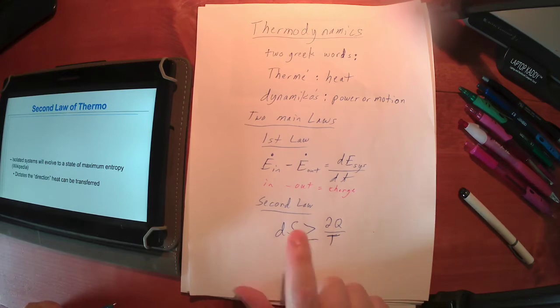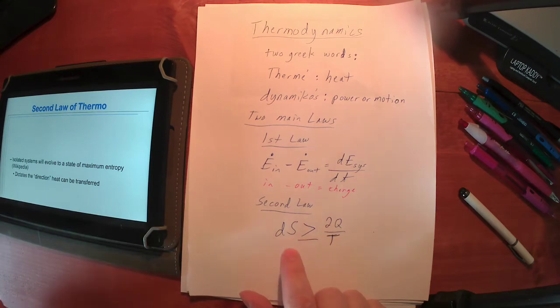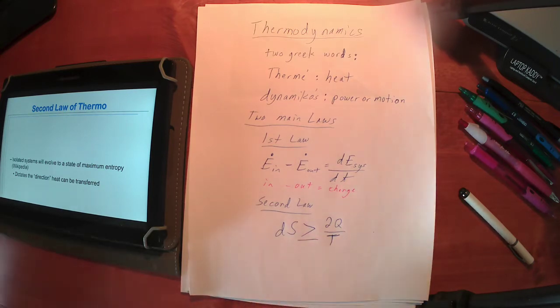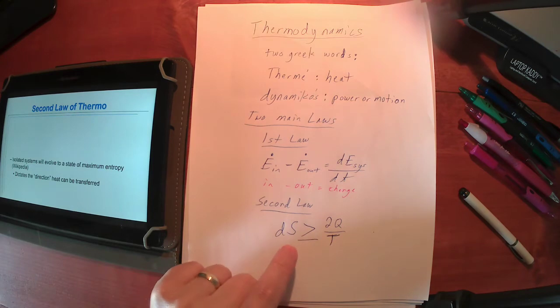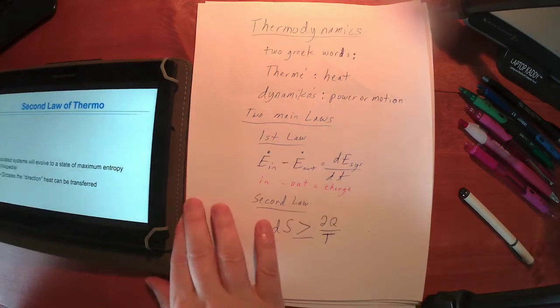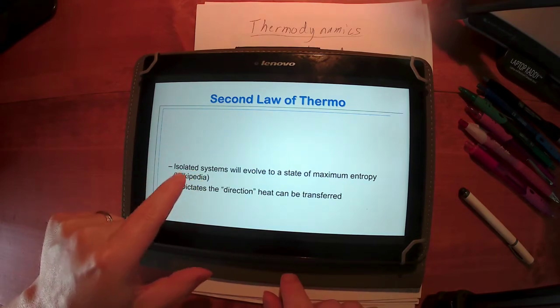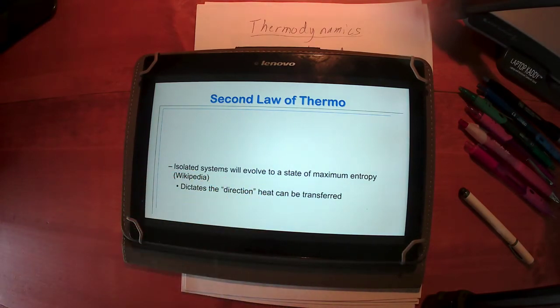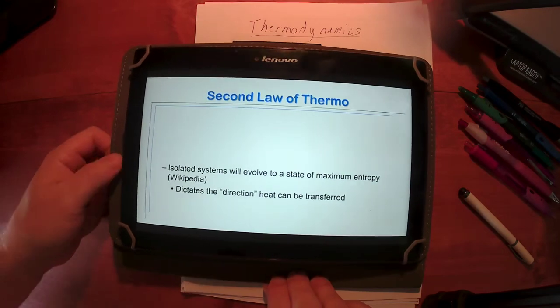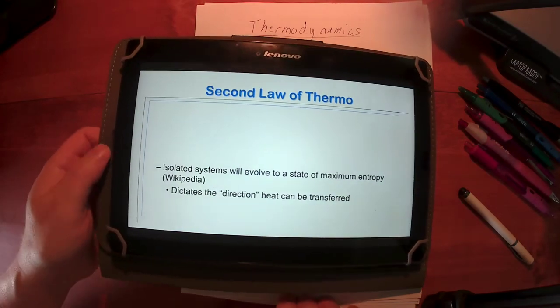So entropy, hopefully you learned a little bit about entropy in your chemistry class. I don't expect you to be real fluent in that. That's okay, just some introduction to it. Entropy represents the chaos or unpredictability of molecules. The second law, and just kind of a rough Wikipedia explanation here, is roughly saying that if you leave a system alone, an isolated system will evolve to a state of maximum entropy given enough time if you just leave it alone. What this does is it dictates, it controls the direction that heat can move.